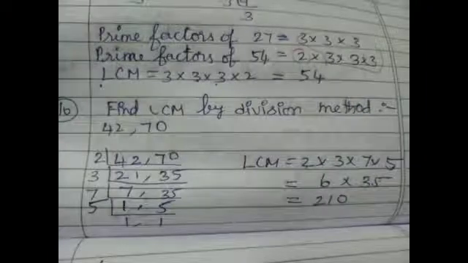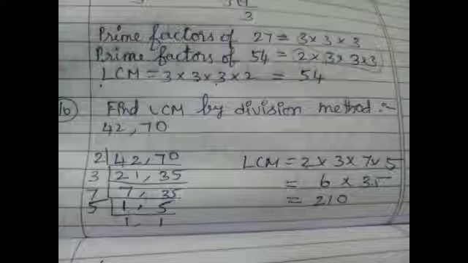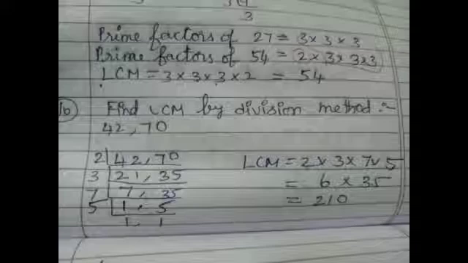The final question for the possible ones is LCM by the division method. We know the prime factorization method; similarly, we will go with the division method. First one is 42 and 70. We have to check whether both numbers come in the same table or not. Both are even numbers, so go with the 2 table. 42 is 21 times, 70 is 35 times.